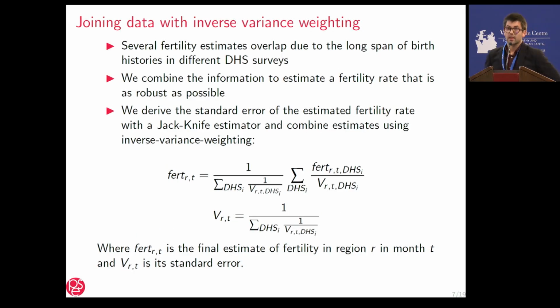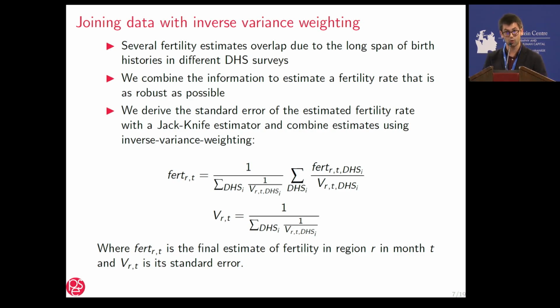So then, if you consider several DHS studies and you go back in time with the birth history, then you have an overlap of your estimates. And there is this question: is it possible to consider different estimates of fertility to get one estimate that would be a bit more robust? So what we do is try to combine this information with what is known as inverse variance weighting.